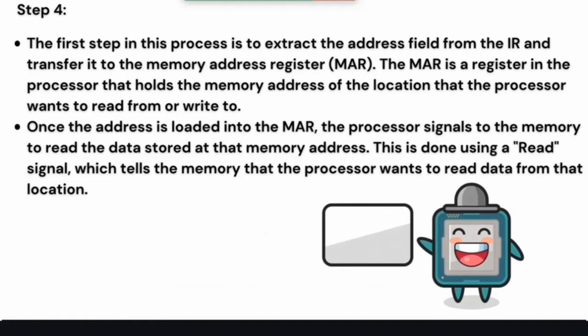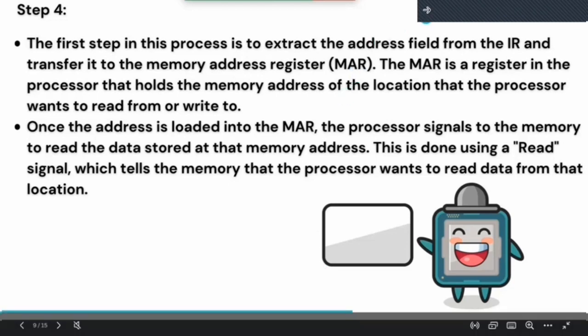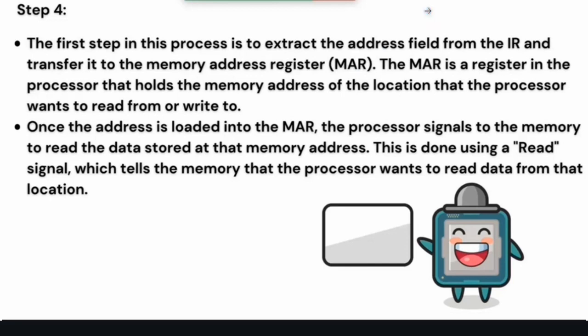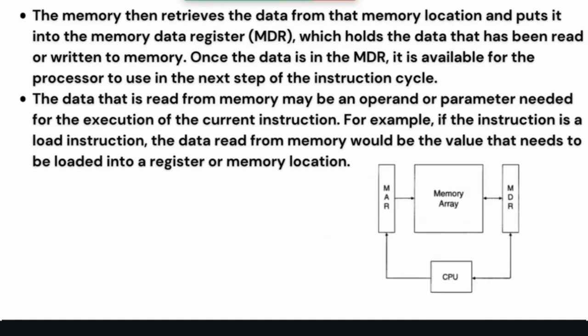The MAR is a register in the processor that holds the memory address of the location that the processor wants to read from or write to. Once the address is loaded into the MAR, the processor signals the memory to read the data stored at the memory address. This is done using a read signal, which tells the memory that the processor wants to read data from that location. The memory then retrieves the data from that location and puts it into the MDR, which holds the data that has been read from or written to memory.